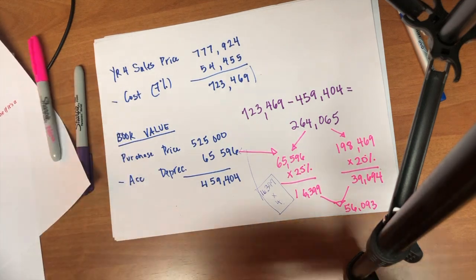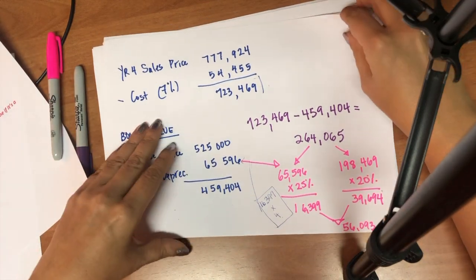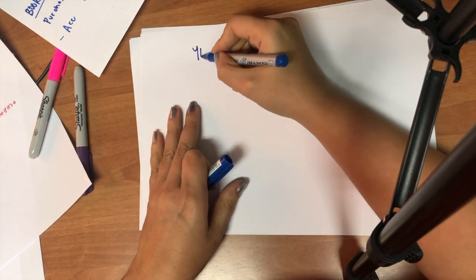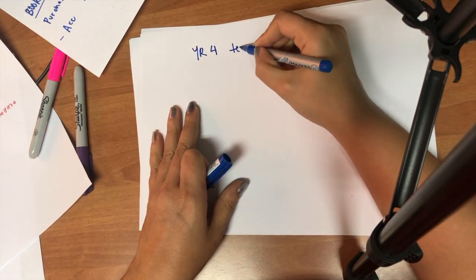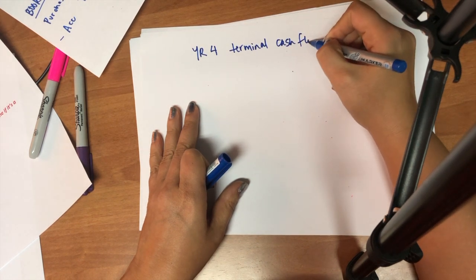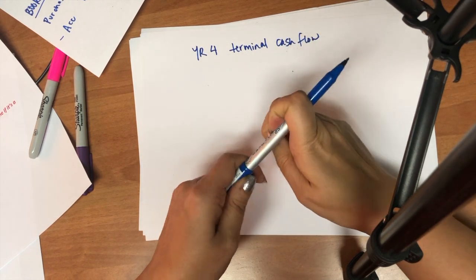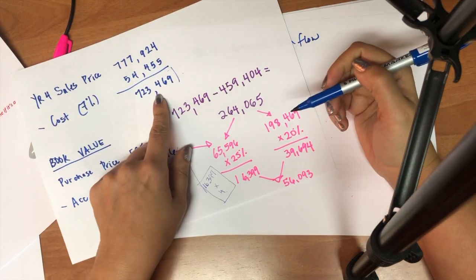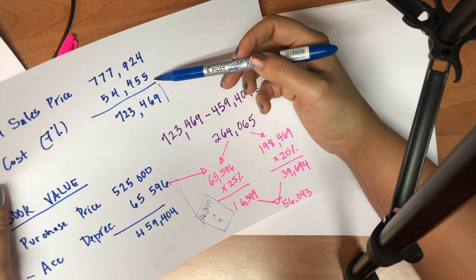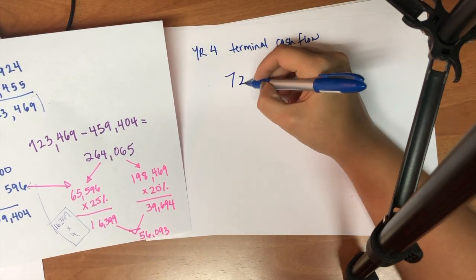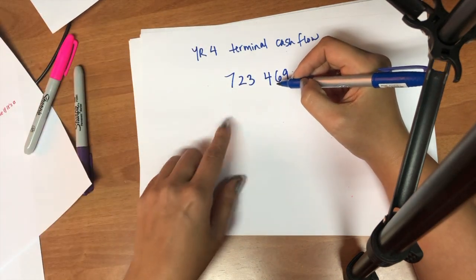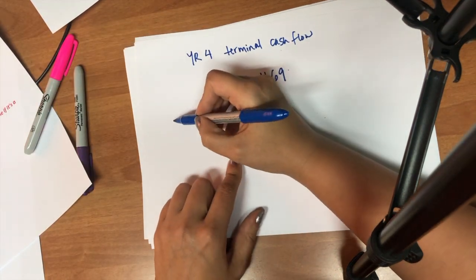All right, so let me take this number now, so that we know what the year 4 cash flow is. Okay, so let's finalize it now. Year 4 terminal cash flow, which is after sale of property. What did I get net? 723. This is how much money I'm pocketing. I sold it for this, I had to pay this much as cost, so I start with this number, 723,469.